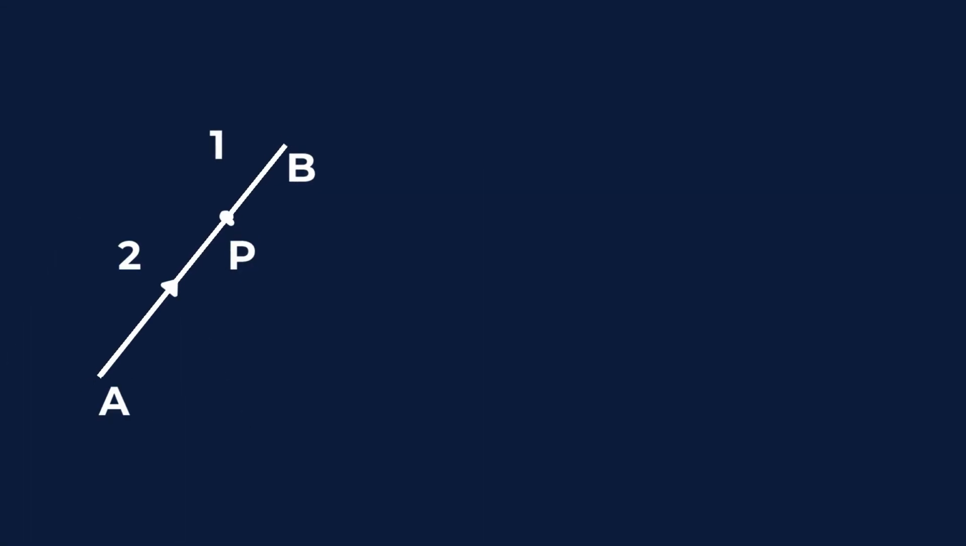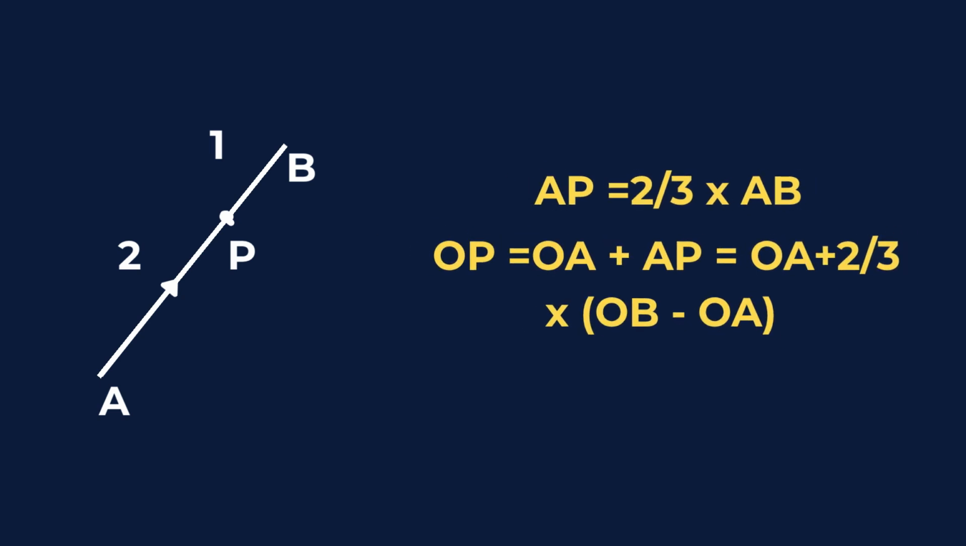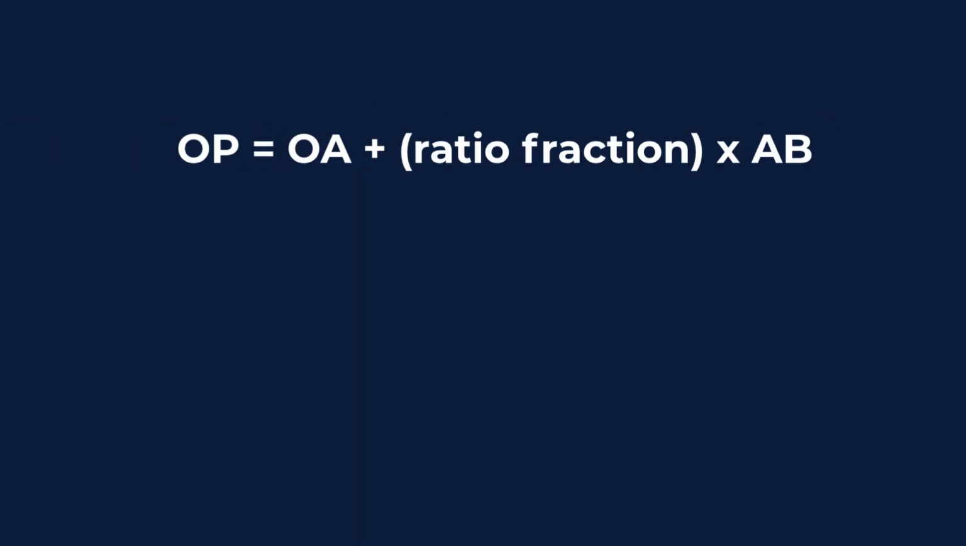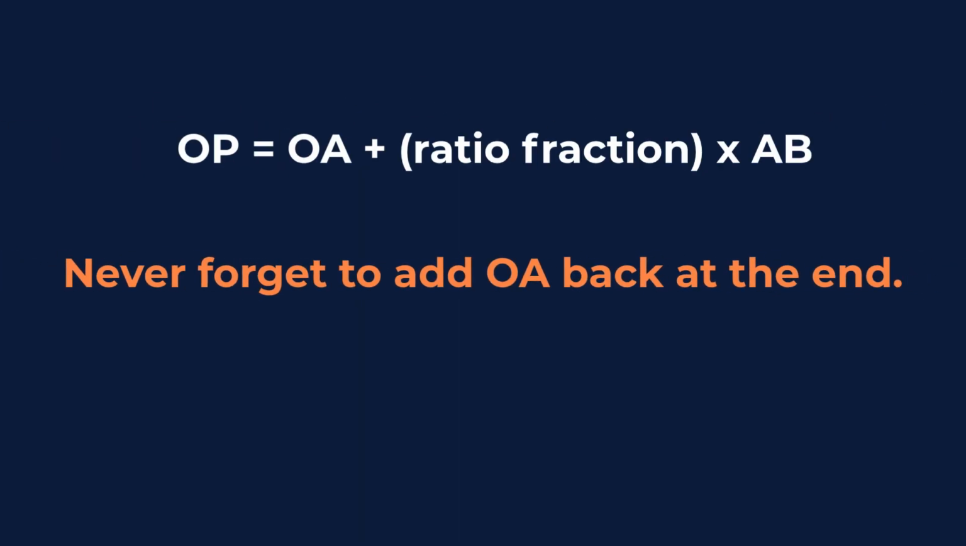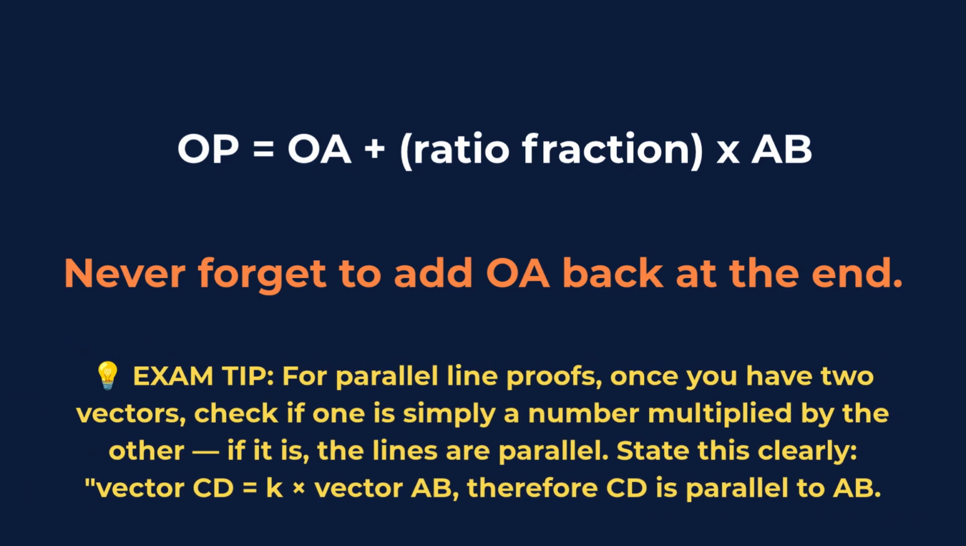If point P divides line AB in the ratio 2 to 1, that means P is 2/3 of the way from A to B, so the vector from A to P is 2/3 of vector AB. To find the position vector of P, meaning OP, you take OA, the position of the start point, and add on that fraction of AB. Students often forget that last step, adding OA back on, and just give the fraction of AB as their final answer, which is incomplete. Write this formula down and keep it visible while you revise. Position of P equals position of A, plus the correct fraction of vector AB. That last addition step is the 1 mark most students give away.